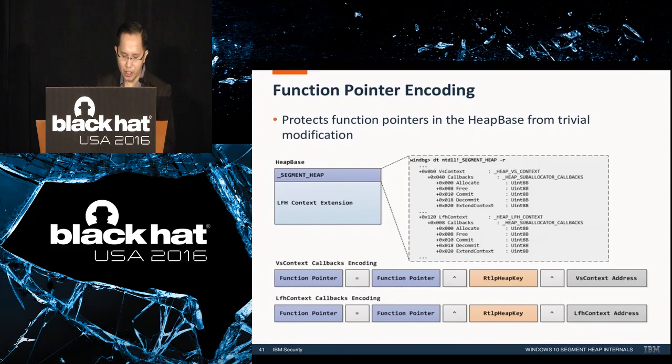Next, there are function pointers stored in the heap base. Assuming that an attacker is able to determine the address of the heap and that an attacker has a control flow guard bypass, one way to control execution flow is to modify the function pointers found at the heap base. To protect these function pointers from trivial modification, they are encoded using the heap key and the VS context address or the LFH context address.